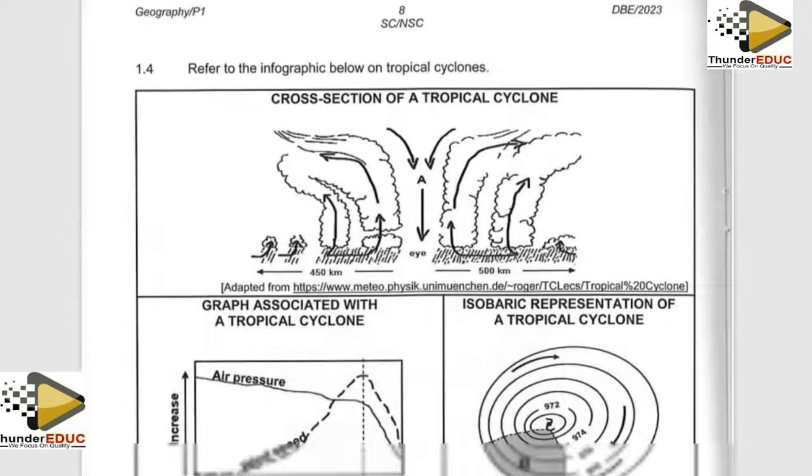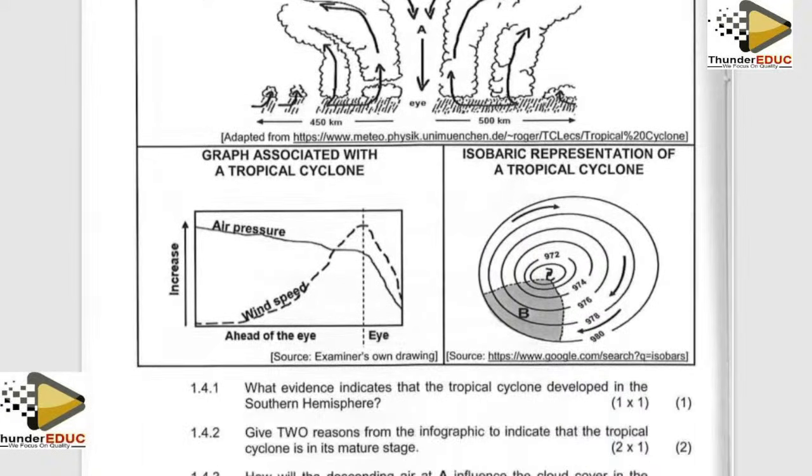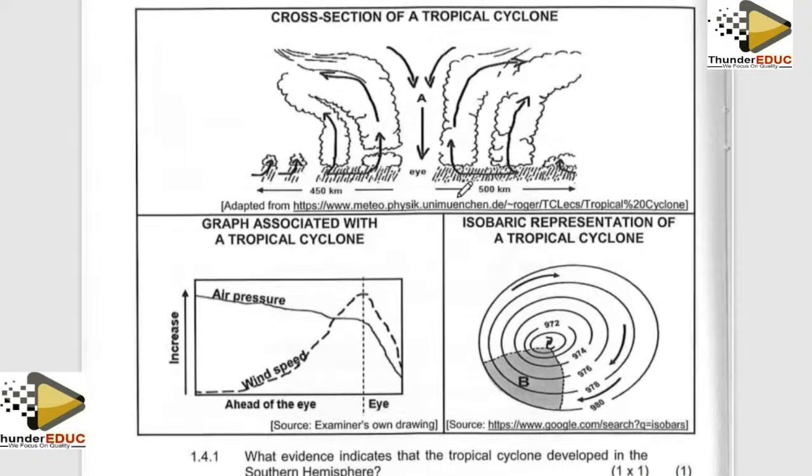Okay. We go to 1.4. 1.4 is an infographic which is showing the tropical cyclone. Okay. And when you look at the diagram here, it clearly indicates that this is the center, which is the eye. Here are the eye walls, and you can see the cumulonimbus clouds here on the sides. Here air is rising, here air is descending. You can see the kilometers away from the center.